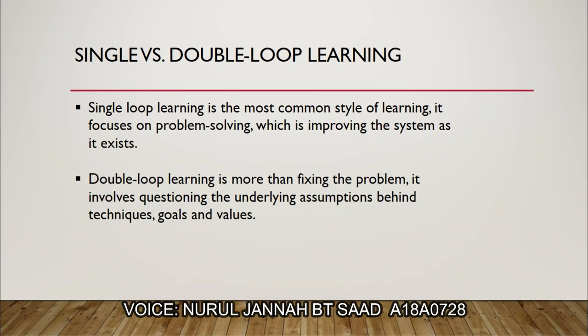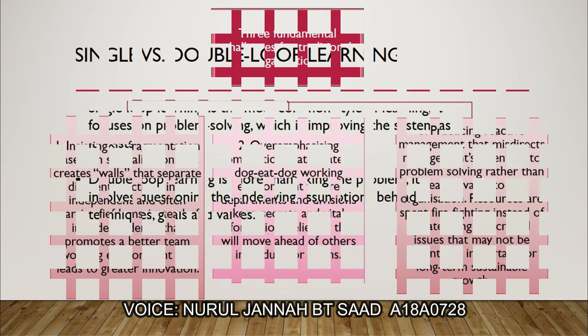Single loop learning is the most common style of learning. It's focused on problem solving, which is improving the system as it exists. For the double loop learning, it's more than fixing the problem. It involves questioning the underlying assumptions behind techniques, goals, and values.